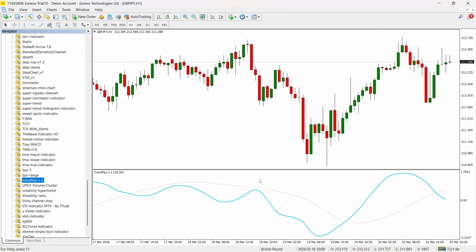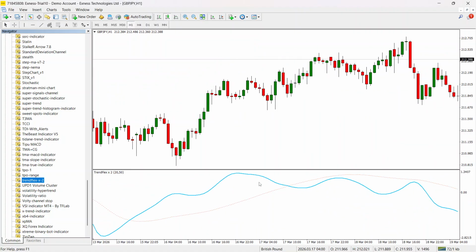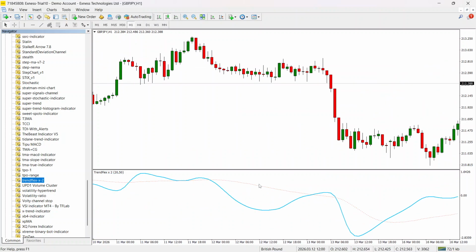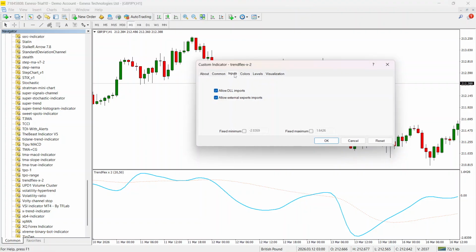Crosses or separation between the thick and dotted lines can highlight moments when the fast side of the trend is shifting relative to the slower background trend, giving you a cleaner picture of when a move is threatening, weakening, or potentially turning. Now let's move over to its settings.